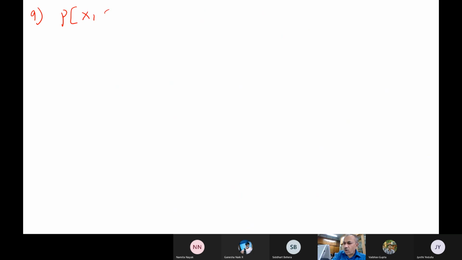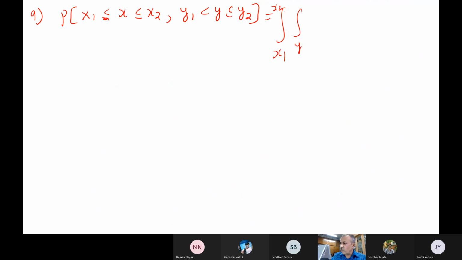If I want to find out the probability that x lies from x1 to x2 and y lies from y1 to y2, that is, P(x1 < X ≤ x2, y1 < Y ≤ y2), I have to find out the area under the probability density function. The limits will be like this: y1 to y2, of p_XY(x, y) dx dy. So this integral has to be performed.